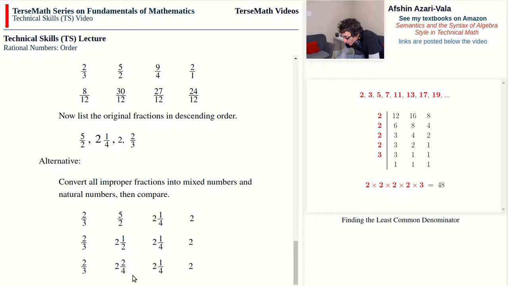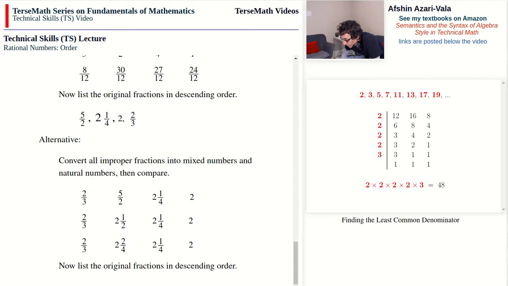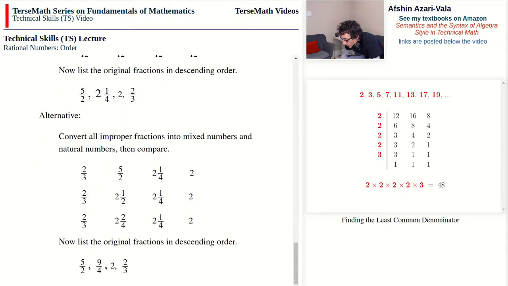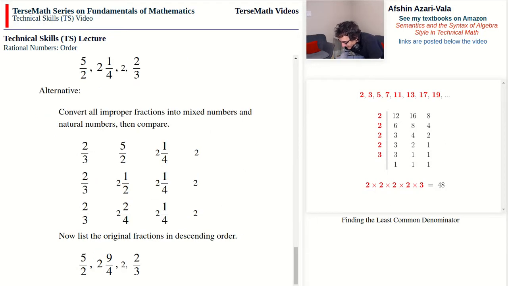So least common denominator is 4, then 4 divided by 2, 2, 2 times 1, 2. 4 divided by 4, 1, 1 times 1, 1. And now we can say that 2.25 is the largest of them. And therefore 5/2 appears first, followed by, again, we have 9/4. You know, this comes from copying and pasting. Okay, let me change it to 2 1/4. There we have it, followed by 2, and then followed by 2/3.